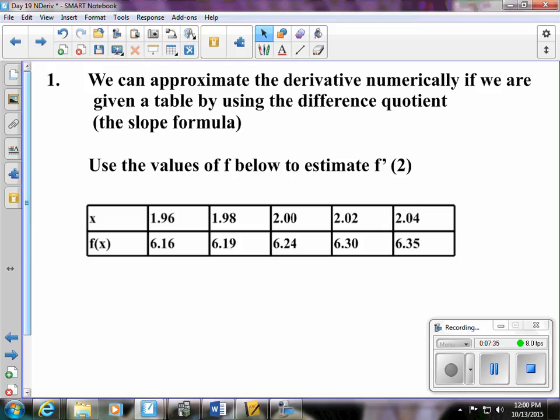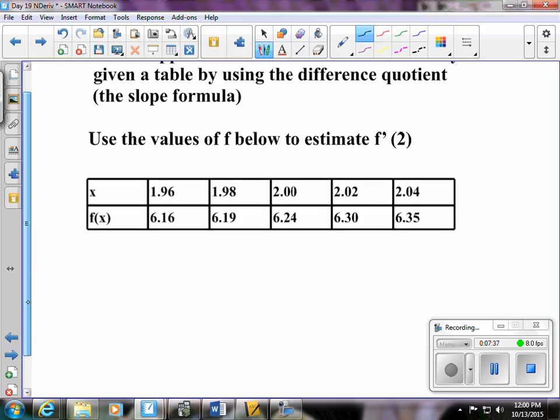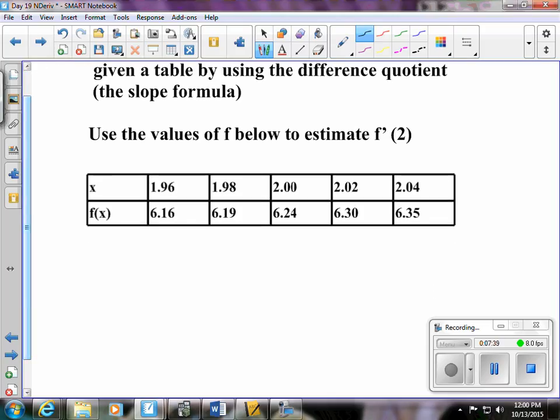And they're asking you to approximate the derivative at 2 when x is 2. And they gave you these 5 points. I'm just pretending to plot them. I'm not really plotting them. But it's like 1.96, 6.16. That's 1 point. And the next point. Now, the derivative at 2 is the slope of the tangent line at 2. That is the slope at a single point. We're not going to be able to get it exactly. We're going to estimate it.